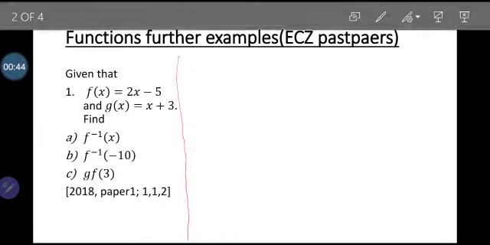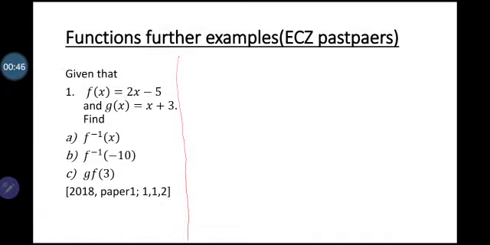So we have that A, we have to find f inverse of x. So we're talking about the function f of x. To get the inverse, we first replace f of x with y. We have y is equal to 2x minus 5, then make x the subject of the formula, so meaning we bring the negative 5 this side.